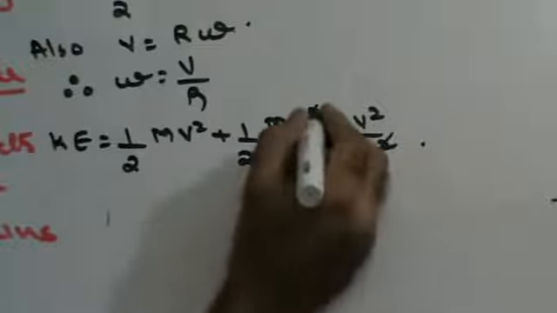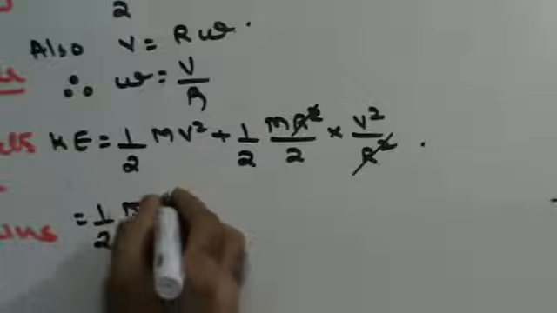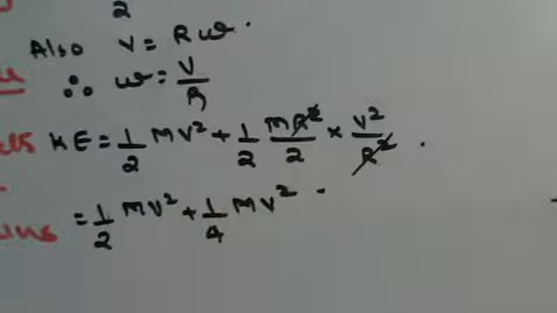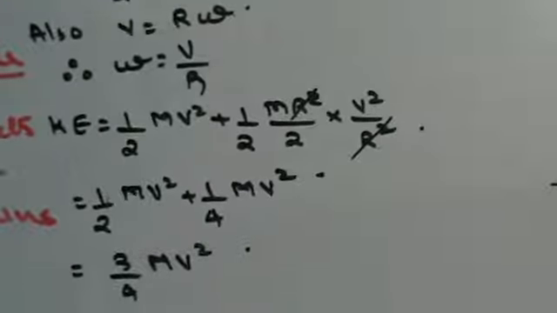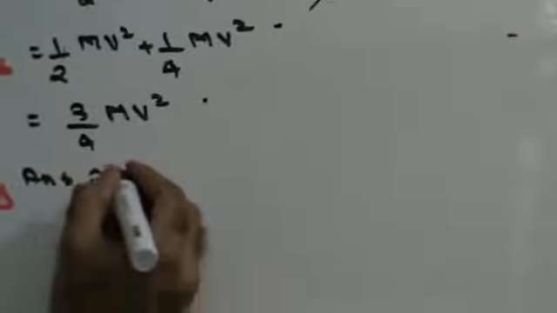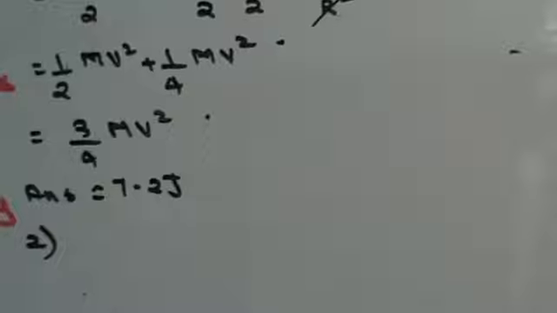So r square and r square get cancelled. This is nothing but 1 upon 2 mv square plus 1 upon 4 mv square. Taking mv square common, this is 2 plus 1, 3 upon 4 mv square. I know m, I know v, I should be able to get the answer. The answer for this sum should be 7.2 joules.